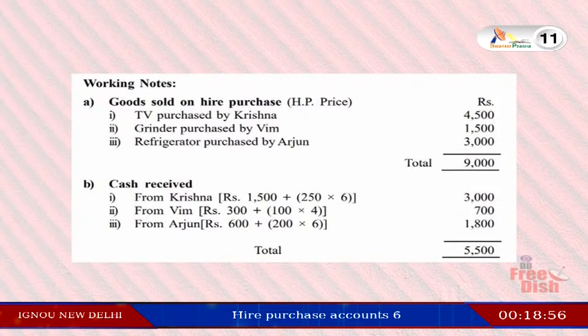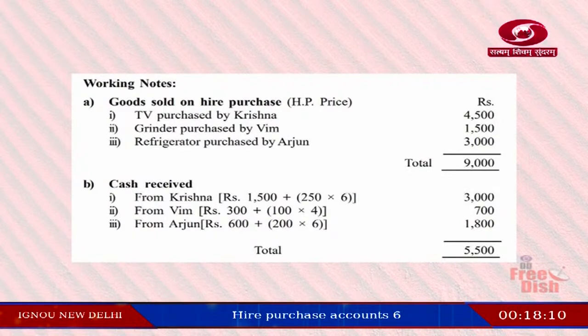Here it is mentioned that Krishna could not pay 1 installment out of 7 installments. It means he paid 6 installments of rupees 250 each. So 250 multiplied by 6, 1,500 he made under installment, and how much he paid at the time of down payment? 1,500 as down payment. So 1,500 as down payment plus 1,500 installment amount, because he paid 6, total he paid 3,000.